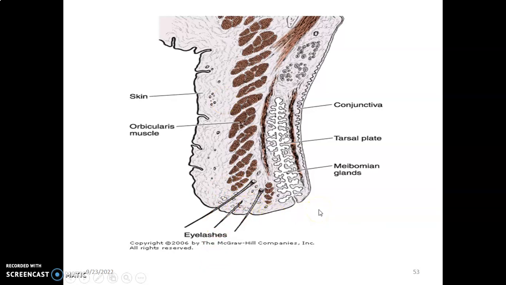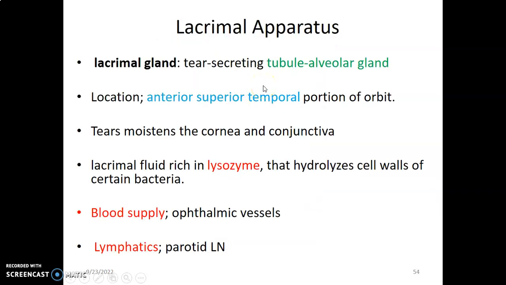So that's the flow of the lacrimal fluid from the lacrimal gland through the ducts into the lacrimal lake, from the lake into the punctum, from the punctum into the lacrimal sac, from the sac into the canaliculi. Okay, sorry, from the punctum into the canaliculi, from the canaliculi into the lacrimal sac, through the nasolacrimal duct into the inferior nasal meatus to enter the nasal cavity.